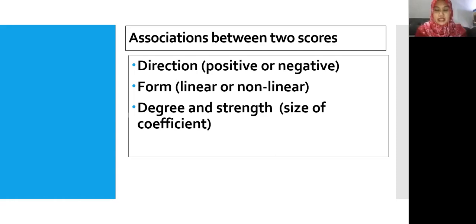Yes, okay. This is the association between two scores. So for direction, it has positive or negative, and then for form, we have linear or non-linear, and then for degree and strength, it indicates the size of the coefficient. Next, please.